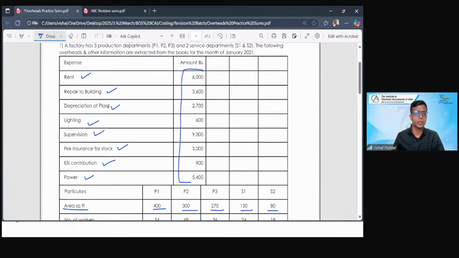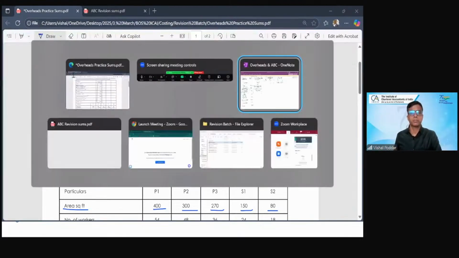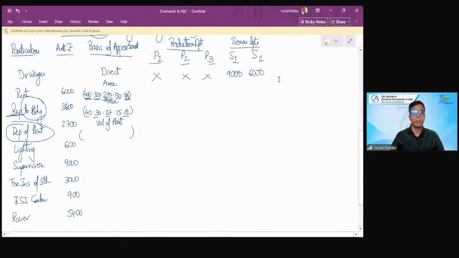No, beta. In the question it is specifically written repairs to building. Question is clear. For rent, nothing was written, but that is obvious: rent is of building only. But for repairs, it is specifically written. Fine? Okay. So you apportion this in the ratio of area. Once you apportion this in the ratio of area, you get the respective values.